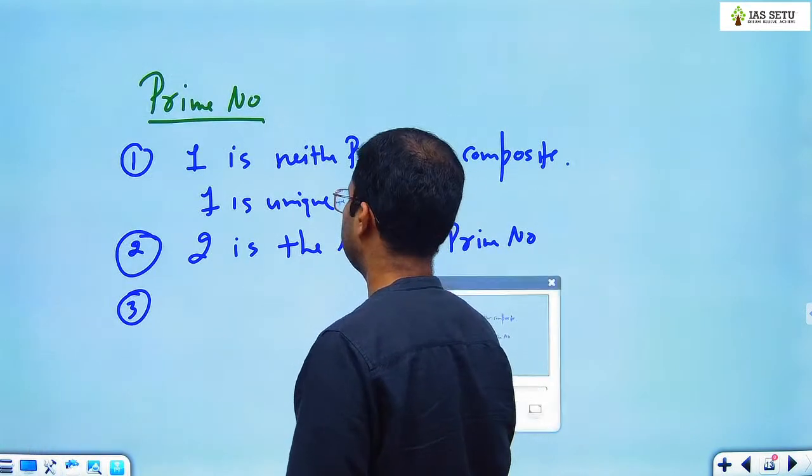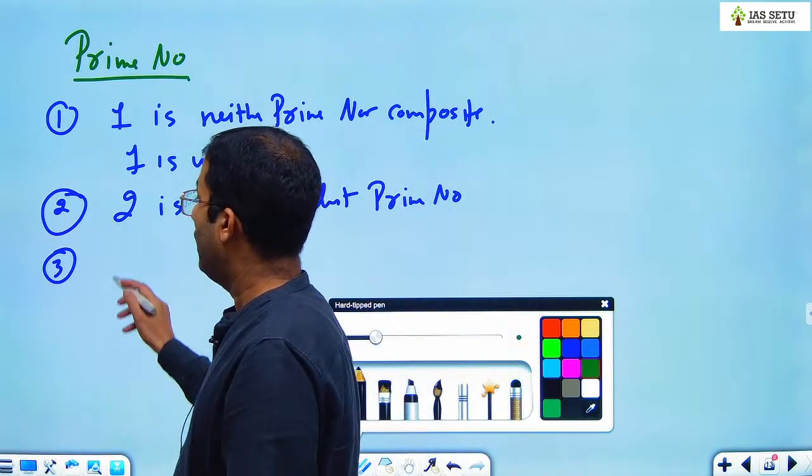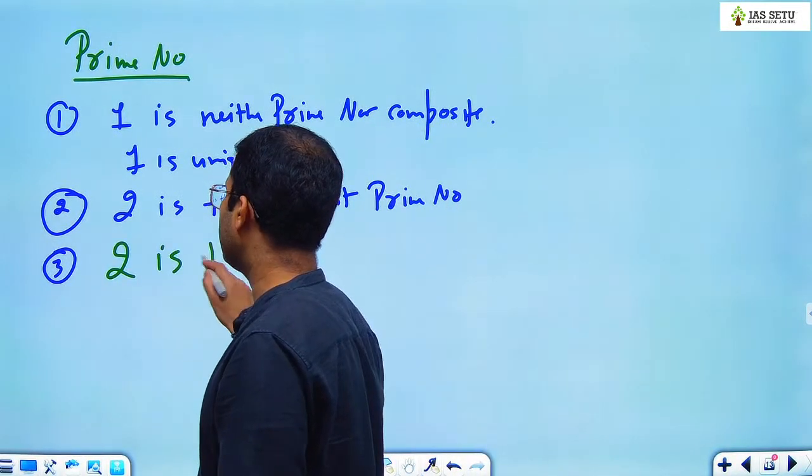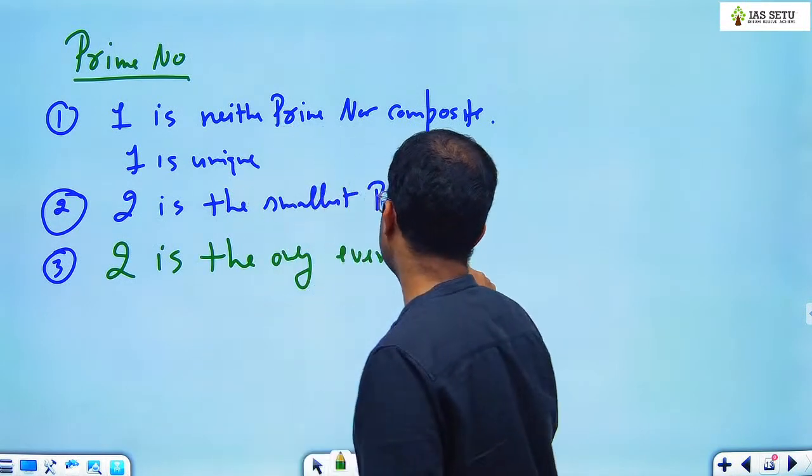Next is 2 is the only even prime number.